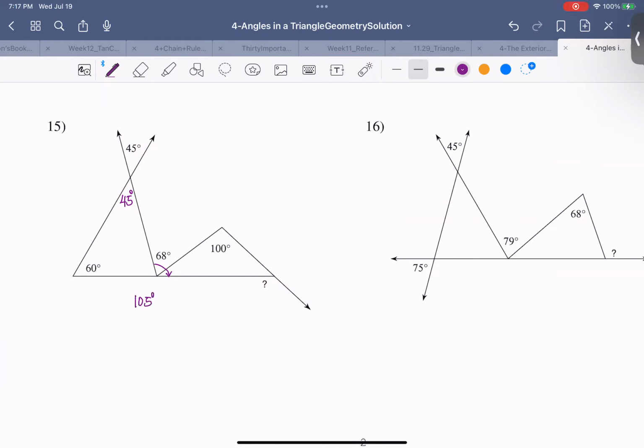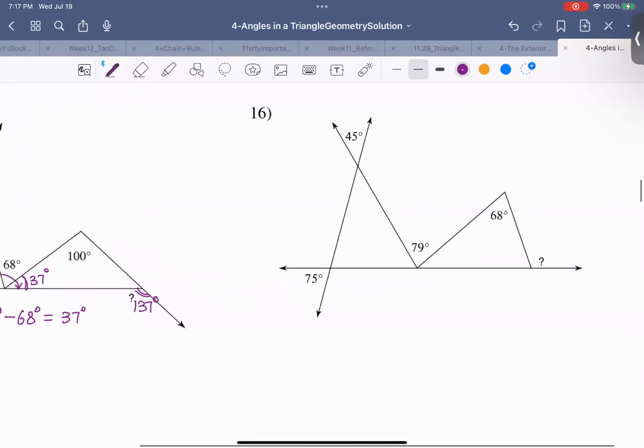Hold on. So Jeffrey said this together is 105, and 105 minus 68 gives you how much? 37. So 37 is this one. And then 137 exterior angle. Good job, very good. Excellent. This is beautiful.